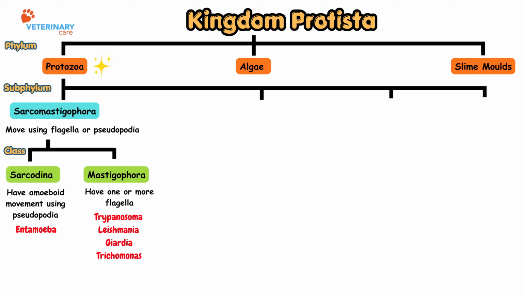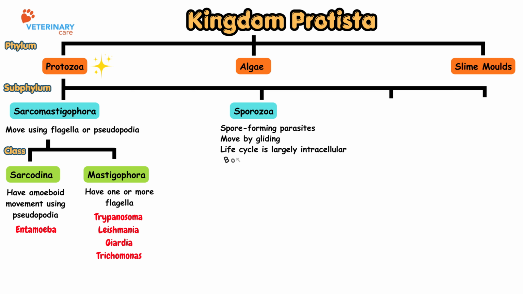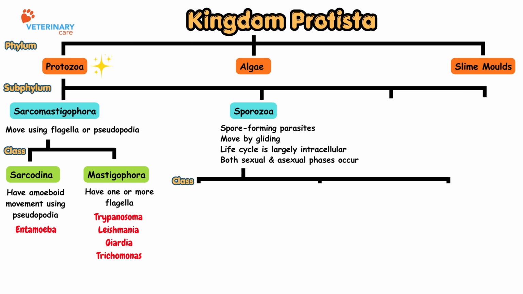The second subphylum is Sporozoa. These are spore-forming parasites that move by gliding. Their life cycle is largely intracellular and both sexual and asexual phases occur. It is further divided into three main classes: Coccidia, Piroplasmidia and Haemosporidia.